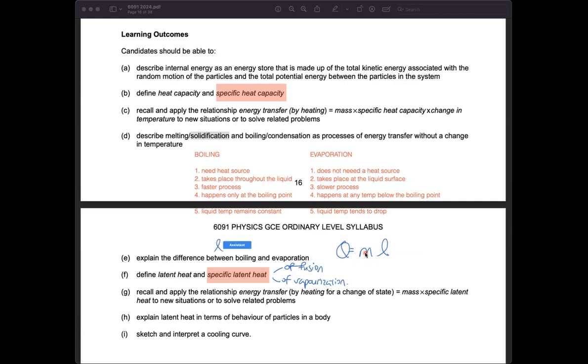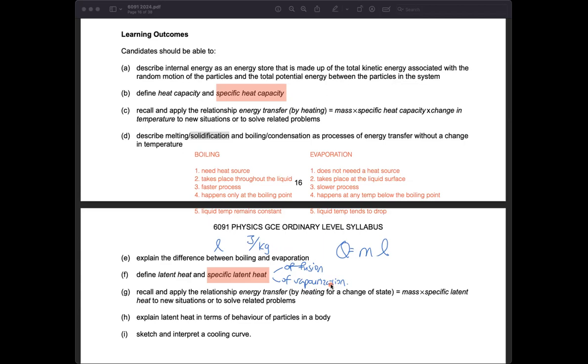The unit will be joule per kg. Okay, because it's the amount of energy required to change the state of 1 kg of the material. So fusion is between solid and liquid. Vaporization is between liquid and gas. Is that clear?